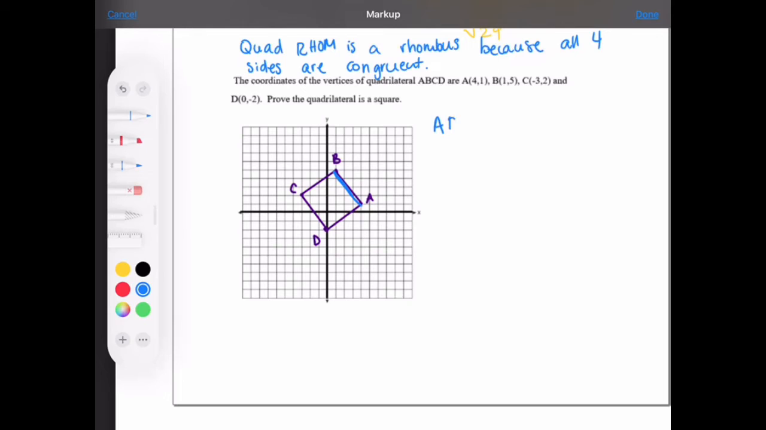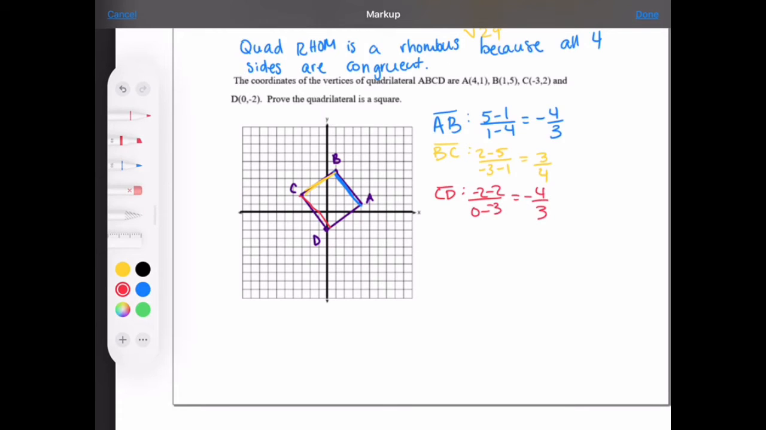So AB, rise over run, we'll have 5 minus 1 over 1 minus 4, and that gives us -4/3. Then BC, right here, rise over run will be 2 minus 5 over -3 minus 1, we get 3/4. And then look at CD. -2 minus 2 over 0 minus -3 gives us -4/3.